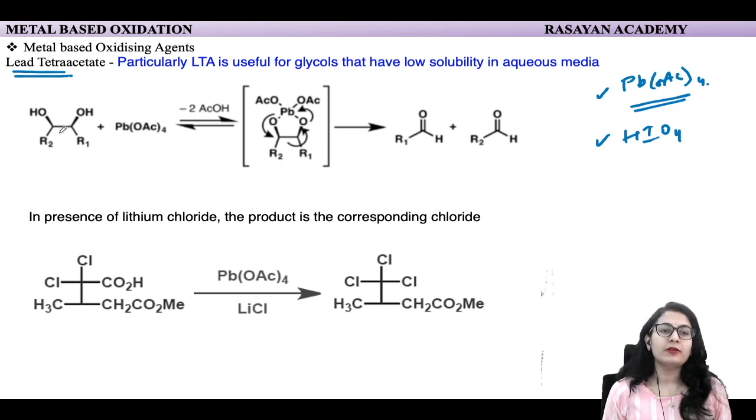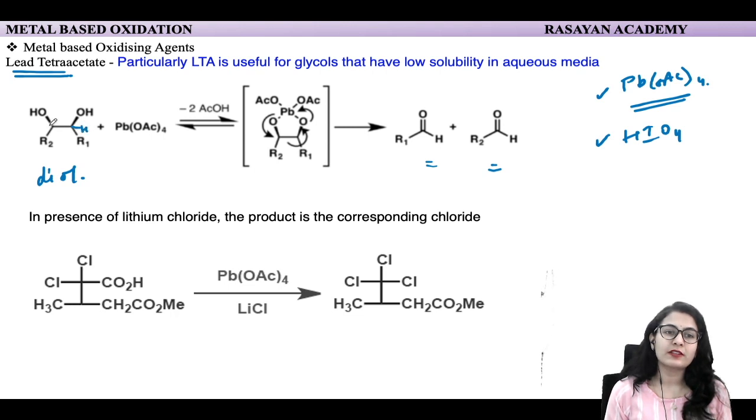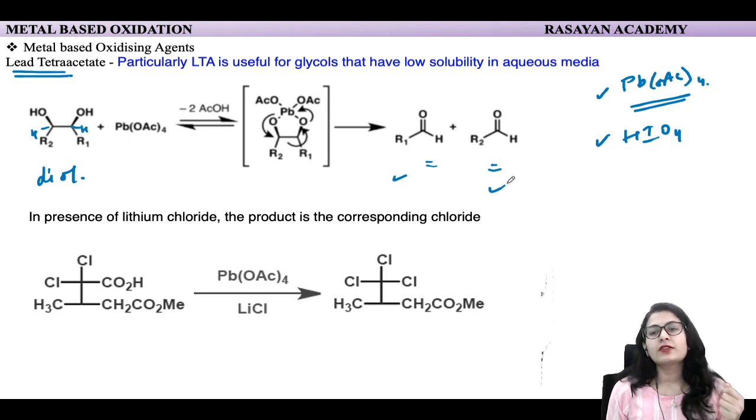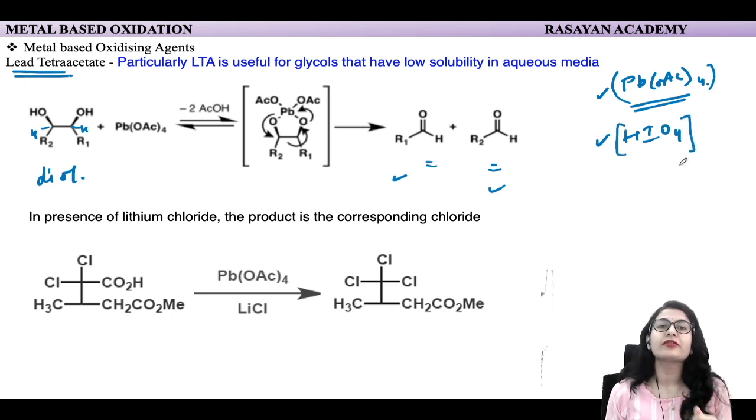Both of them are doing the diol cleavage, vicinal diol cleavage like this to give you two different carbonyl compounds depending on what kind of diol you have taken. If there was a hydrogen present over here, it's going to give you two aldehydes. Otherwise, if there was the R group, it will give you two ketones, right? So the difference in these two, lead tetraacetate and periodic acid, is only of the solvent.